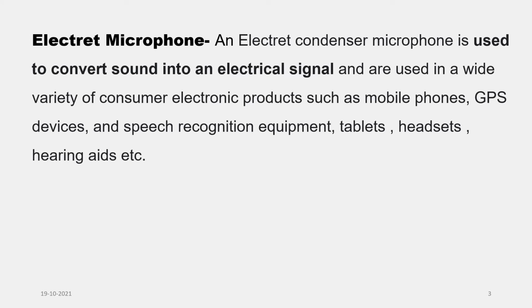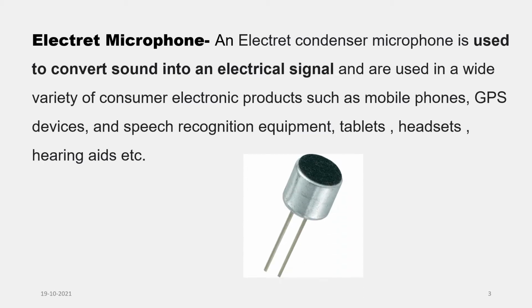So this is the Electret microphone. An Electret microphone is a condenser microphone used to convert sound into an electrical signal, and it is used in a wide variety of consumer electronics such as mobile phones. It's used as a mouthpiece in mobile phones, GPS devices, speech recognition equipment, tablets, Bluetooth headsets, and hearing aids. This is the type you see; some may be smaller and some bigger.